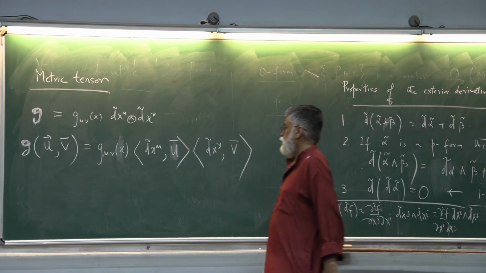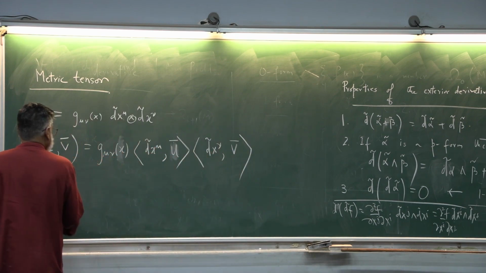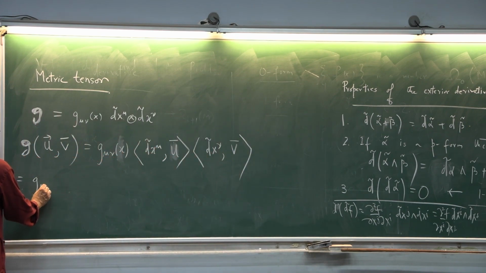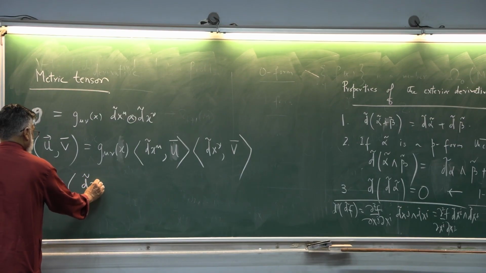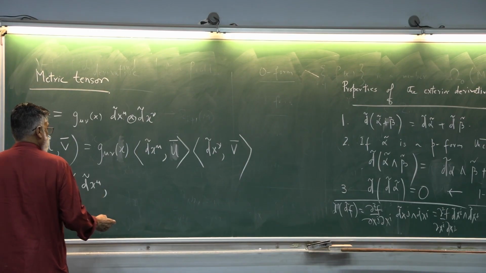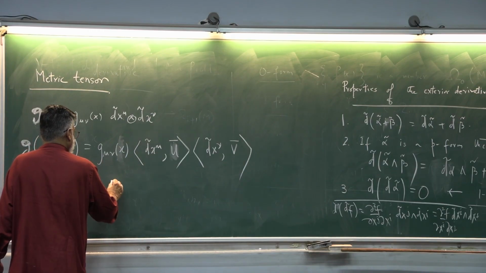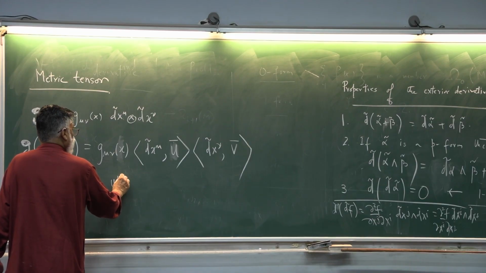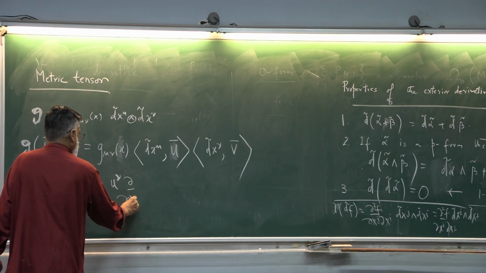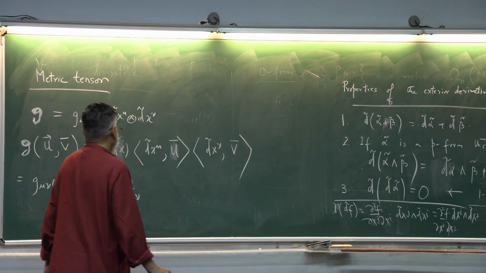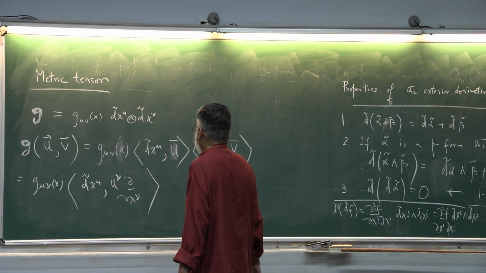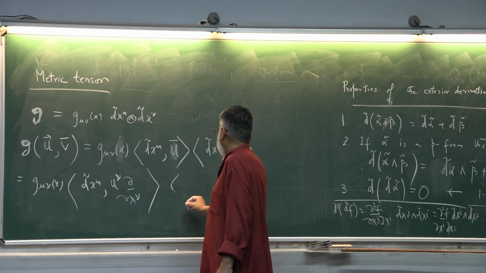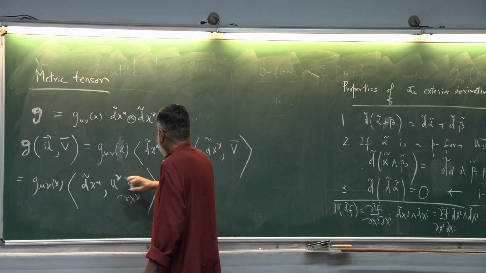But u itself, because I am choosing basis vectors, I can write in terms of components as u nu del by del x nu. All right, since nu has been used, I will call it alpha.